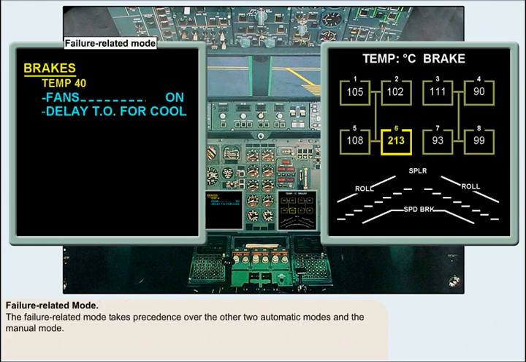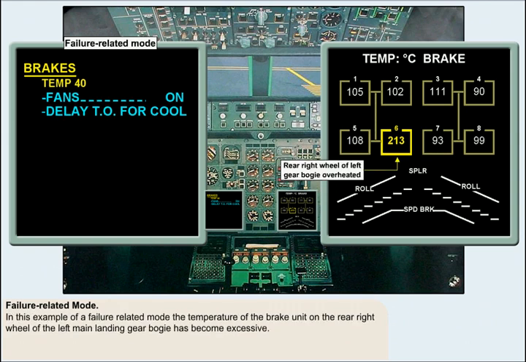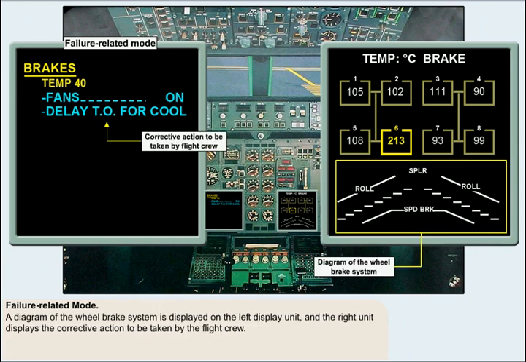The failure-related mode takes precedence over the other 2 automatic modes and the manual mode. In this example of a failure-related mode display, while taxiing out for takeoff, the temperature of the brake unit on the rear right wheel of the left main landing gear bogie has become excessive. A diagram of the wheel brake system is immediately displayed on the right display unit, and simultaneously the left unit displays the corrective action to be taken by the flight crew.